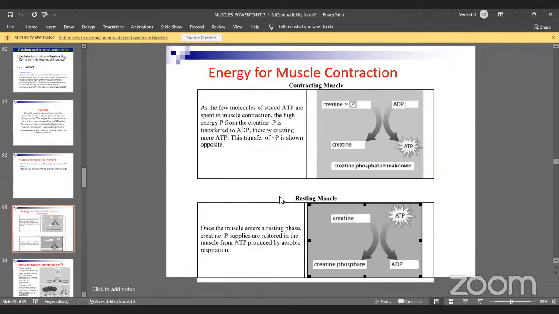Energy for muscle contraction: creatine phosphate and ADP convert to ATP. As the few molecules of stored ATP are spent in muscle contraction, creatine phosphate breaks down, and the high energy from the phosphate is transferred to ADP, thereby creating more ATP. This transfer of phosphate is shown opposite. Then once the muscle enters a resting phase, creatine phosphate supplies are restored in the muscles from ATP produced by aerobic respiration.